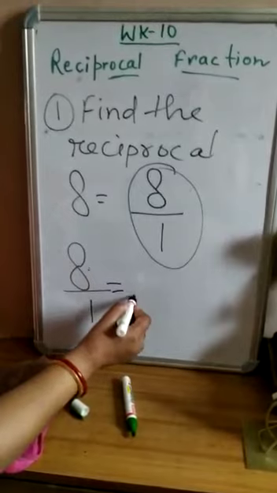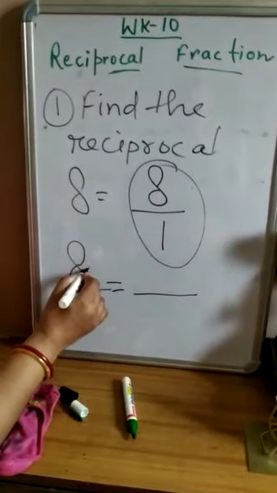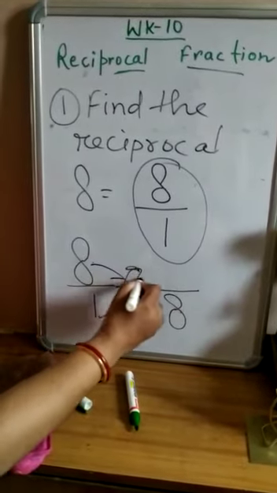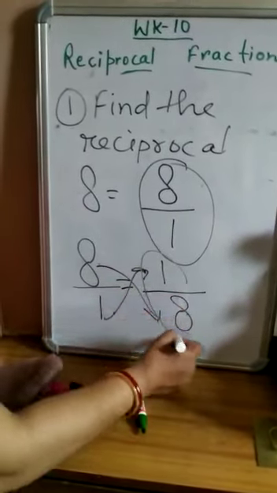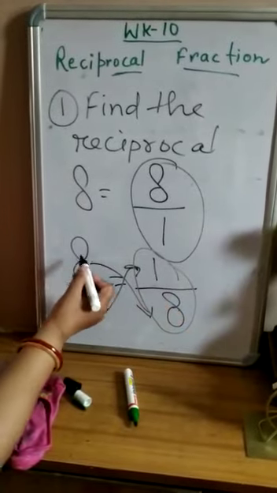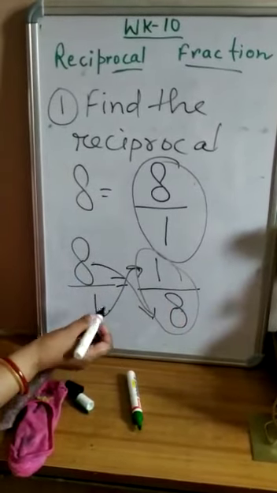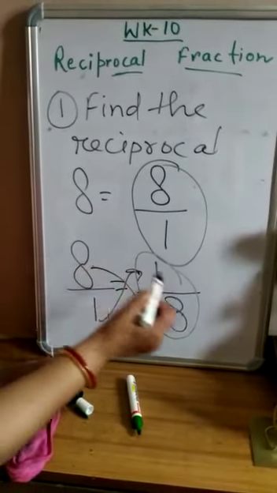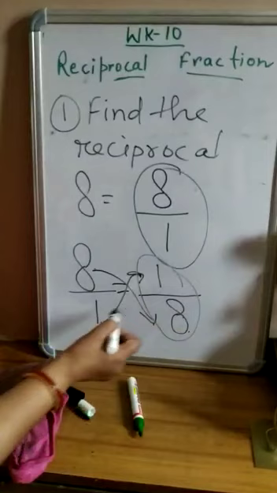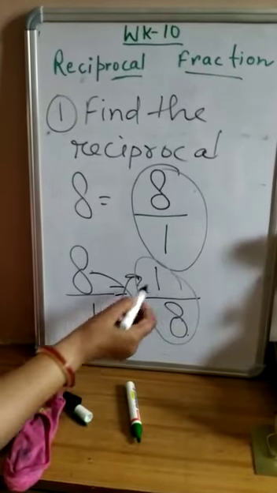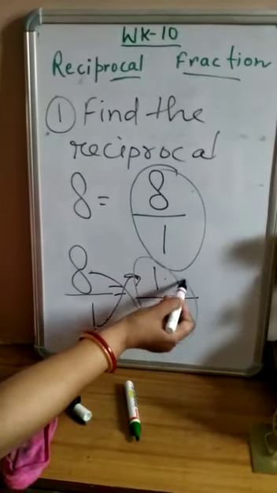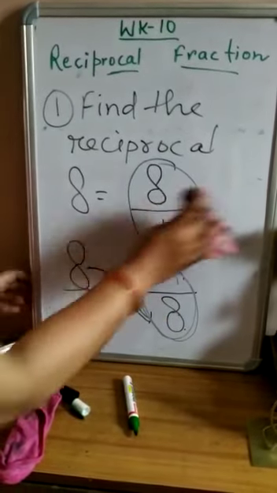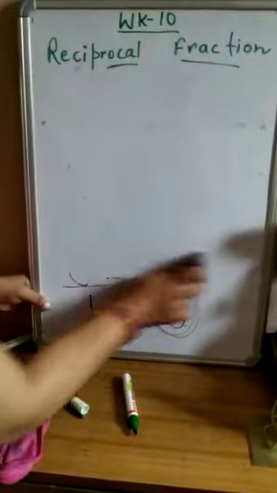The numerator will come here, and this denominator will go here. So 1 by 8. See, 1 by 8 is the reciprocal of 8 by 1. What I have done: I interchanged the position of the numerator 8 to the denominator and the denominator 1 to the numerator, and we get the reciprocal 1 by 8. Now come to question number 2.